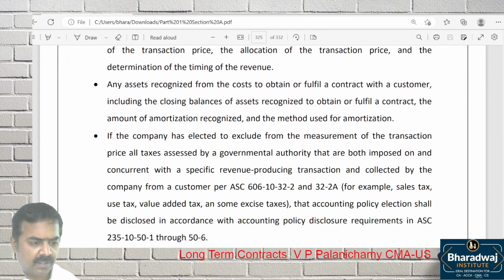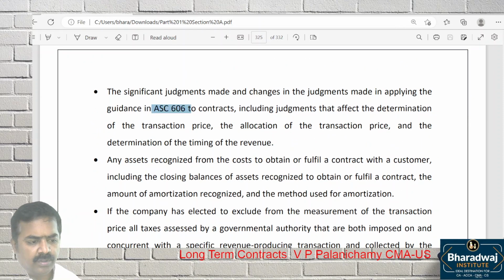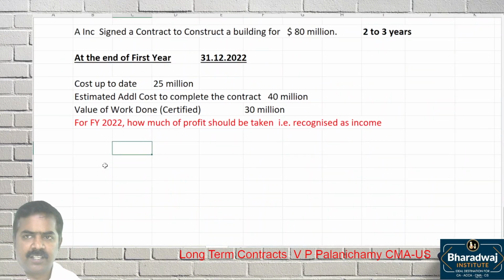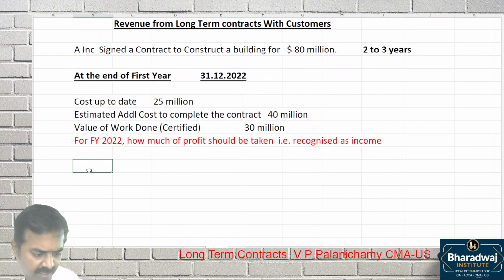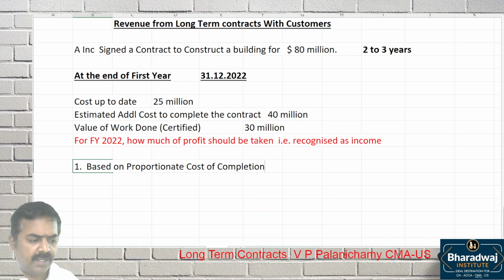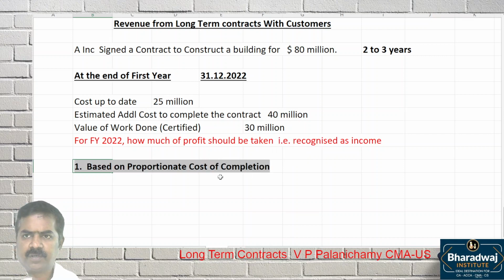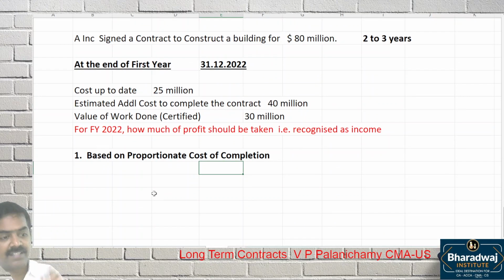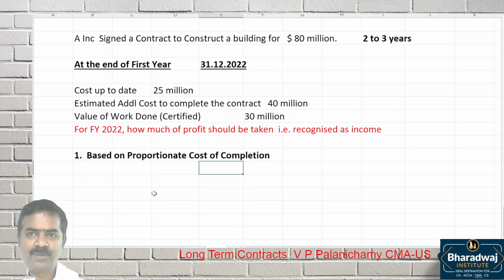Income measurement, and which one? So, we are going to do as per IFRS, as per US GAAP. Now, there are 3 methods that are being allowed. Number 1, based on proportionate cost of completion. Based on which one? Proportionate cost of completion, you can recognize income. So how to do it? Let me take up an example. This example alone, because if we go with theory, you may not be able to follow.